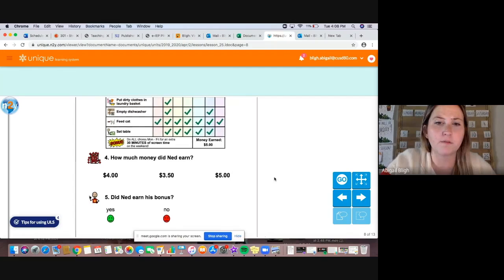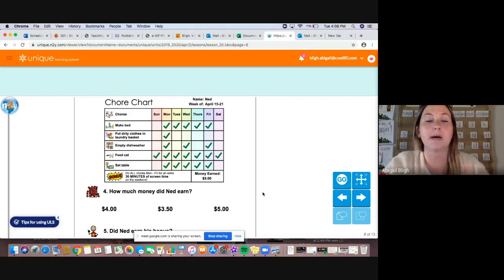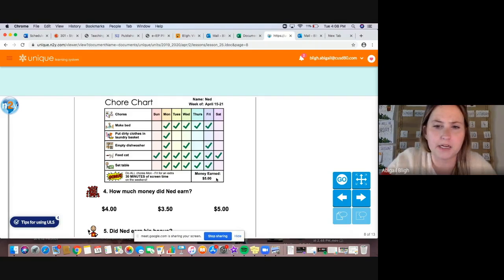All right, number 4 asks, how much money did Ned earn? Did he earn $4, $3.50, or $5? So when I explained before, when we were going over the chart, there was a spot on the chart where it said money earned. Can you find that spot on the chart? Good, it's right here, money earned. So it says right here, he earned $5.